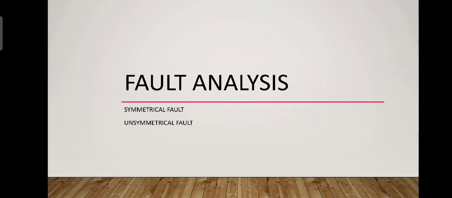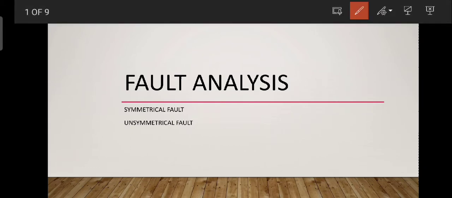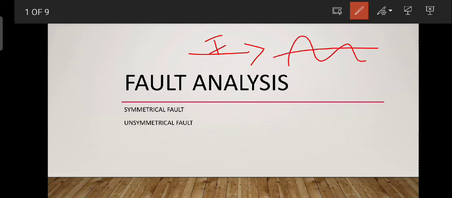A fault is an abnormal situation of the current flowing or voltage exceeding beyond the limit. Okay, so a fault in a circuit is a failure that interferes with the normal flow of current. If there is a normal flow of current, and the magnitude of the current exceeds this limit, then it is called a fault.